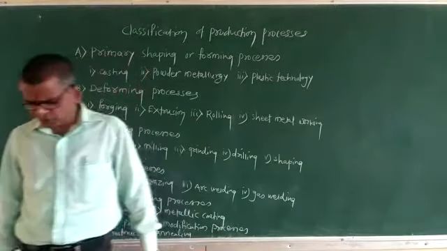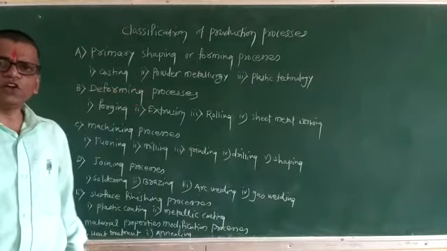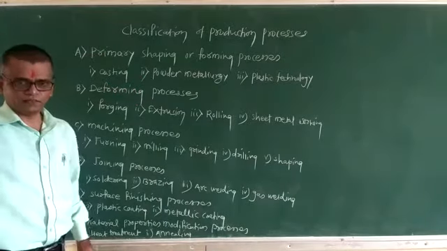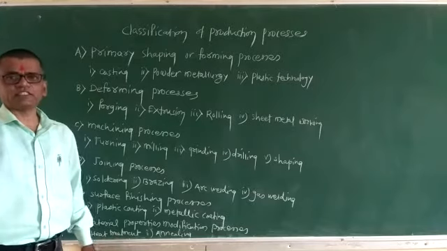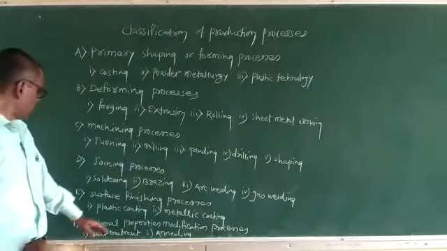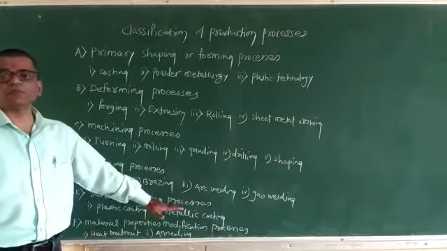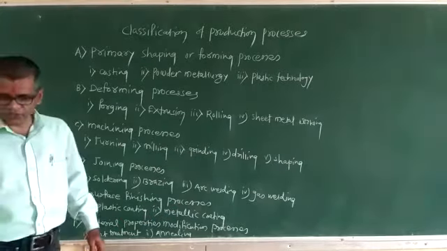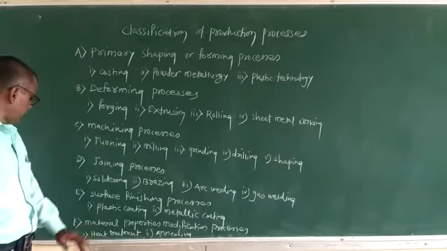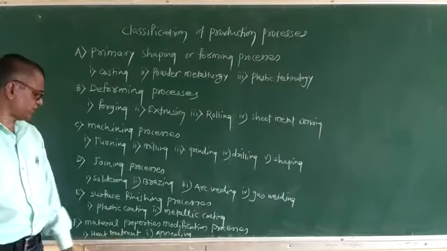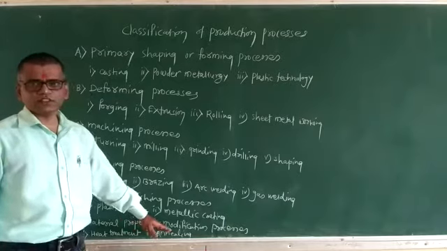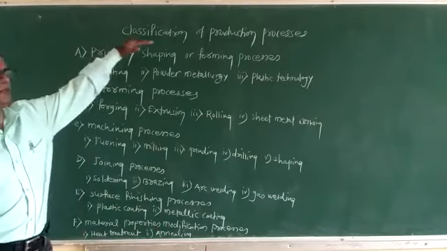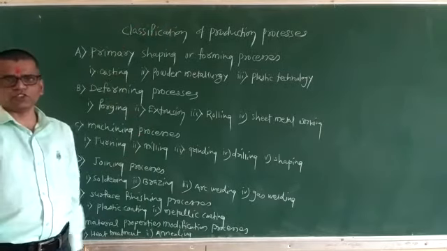Next category, that is material properties modification processes. In these processes, the properties of the material are changed or modified to get the desired characteristics of the material. So that is called the material properties modification processes. Okay, so the different processes included in this category are heat treatment processes, annealing processes, stress relieving processes. Okay, so this is regarding classification of the production processes.